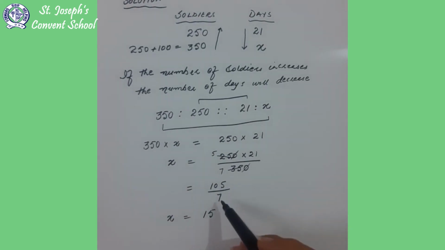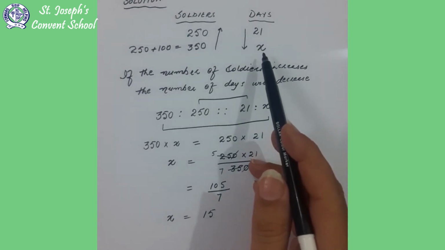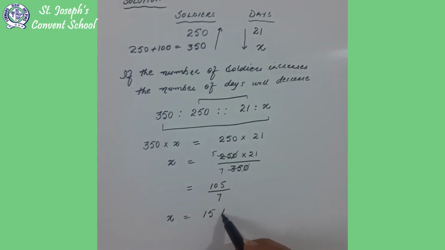So 105 upon 7 is 15. You will divide. So what is 15? 15 is x, these days. Okay. So you will write days here. So same food will be sufficient for 15 days.